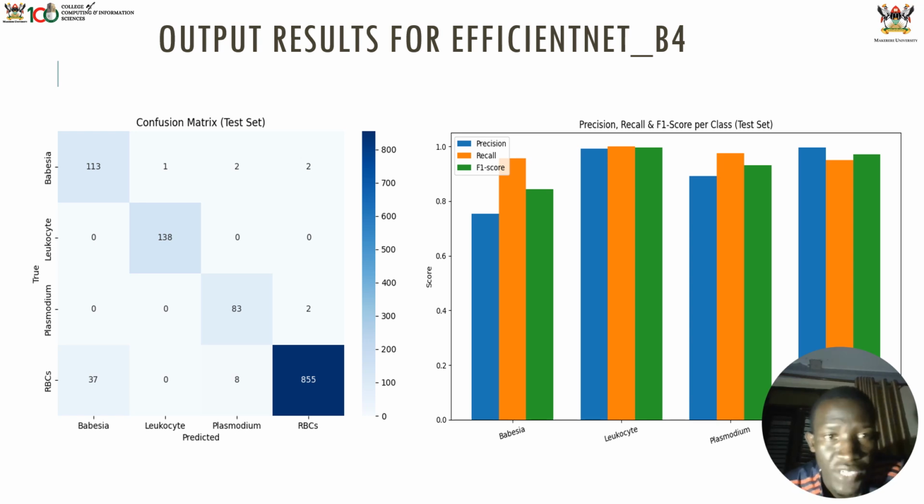I'll start with the leukocyte. The leukocyte model performs perfectly, since we have 132 correct predictions, implying there was no error, since we had only 138 images that we used for leukocyte, and they all gave us the positive value.